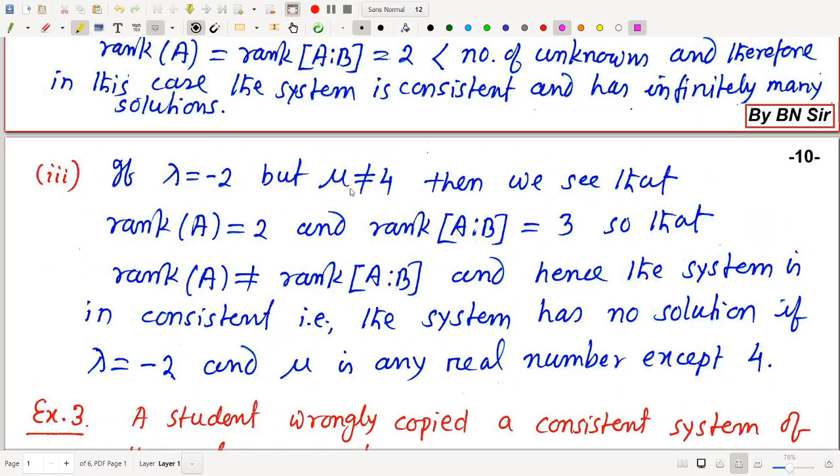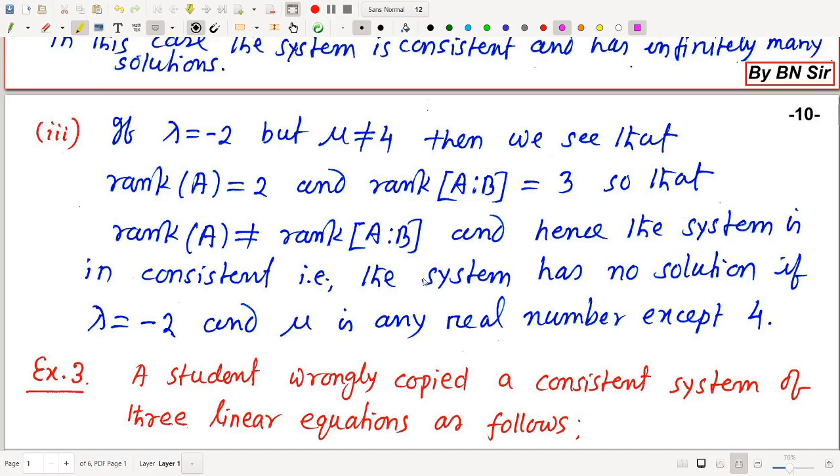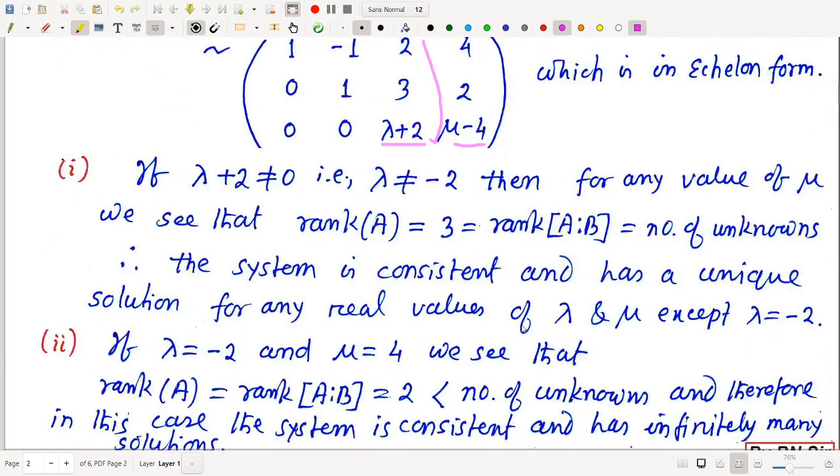If lambda equal to -2 and mu not equal to 4, then we say that rank A equal to 2 and rank A colon B, meaning the augmented matrix, is equal to 3. So rank A is not equal to the rank of the augmented matrix, and hence the system is inconsistent. That is, the system has no solution if lambda equal to -2 and mu is any real number except 4. Okay, so this was the question investigation.